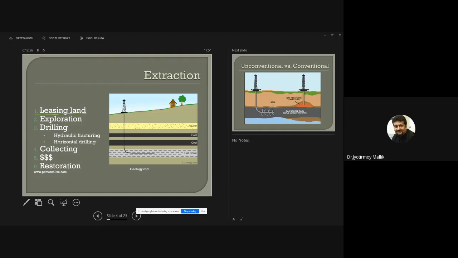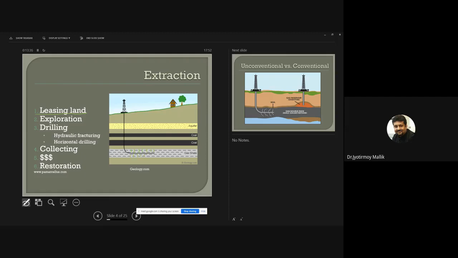So that is where it starts. Then you explore that area, and then you drill. This is a typical well. Generally, for shale gas, you drill horizontal wells, as you can see. As the permeability of this shale layer is not very high, the hydrocarbon doesn't automatically come out. Because it's extremely low permeability, you have to create secondary fractures.